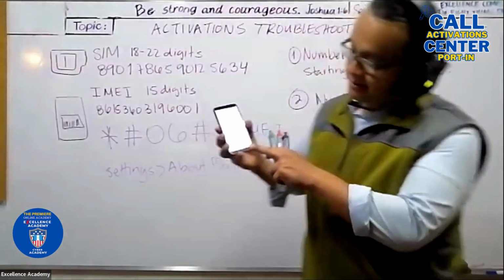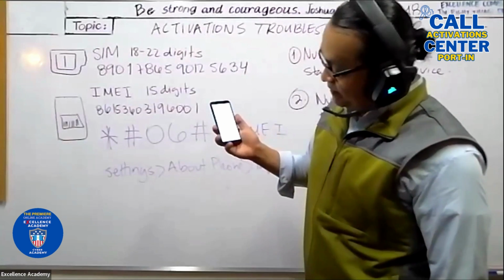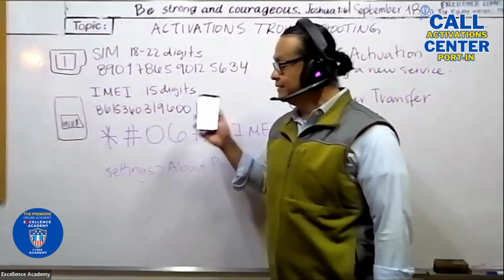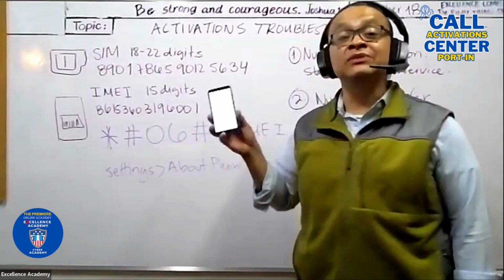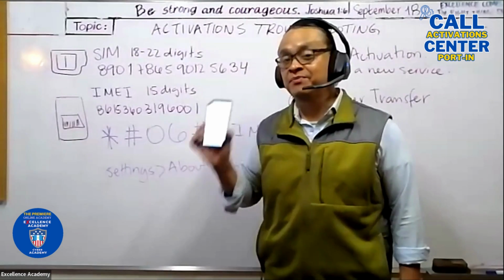Oh, and there it is. Here it is. It's displayed. Here at the bottom, we got the IMEI number for this phone, the unique identifier identity number, and also the serial number for this phone device. So these two numbers are very important.